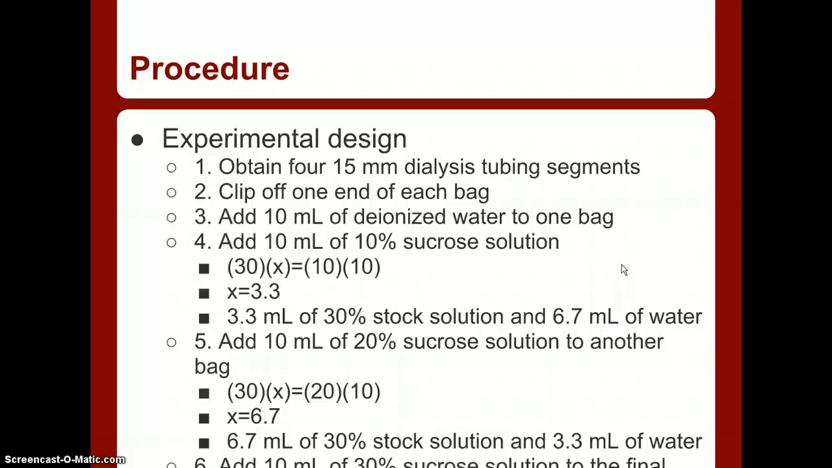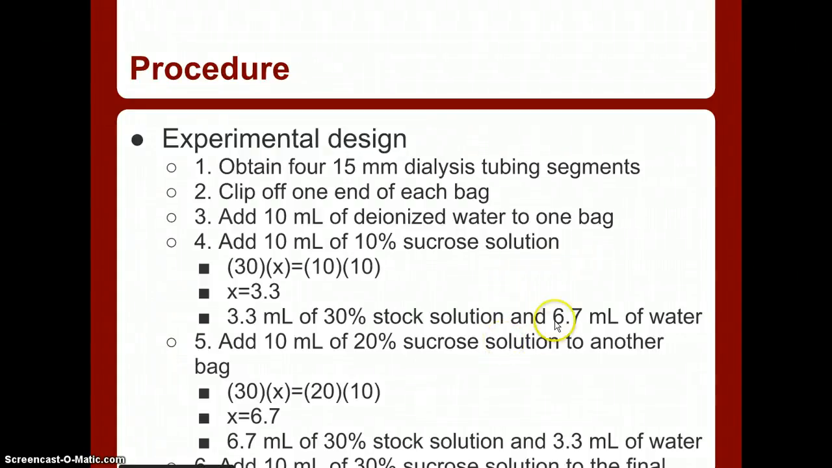To find the correct ratio of water to solution, we had a 30% stock solution. You had to use this equation. So the original concentration is 30. So you have to find how much of that to get a solution of 10% in 10 milliliters. So 30 times x equals 10 times 10, so 30x equals 100. X equals around 3.3. So what we did is we had 3.3 milliliters of the 30% stock solution and 6.7 milliliters of water to get 10%.